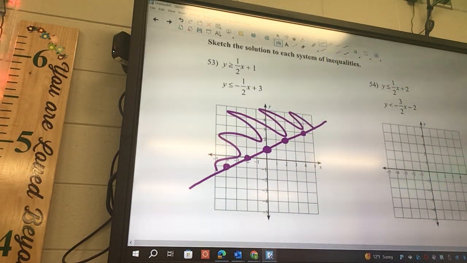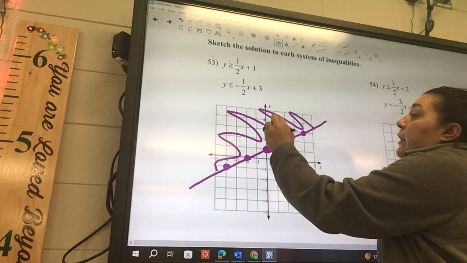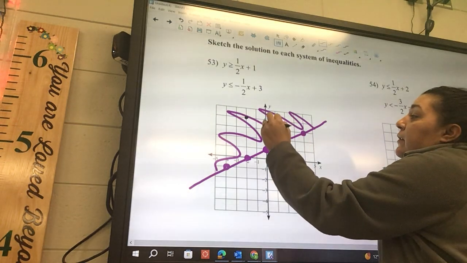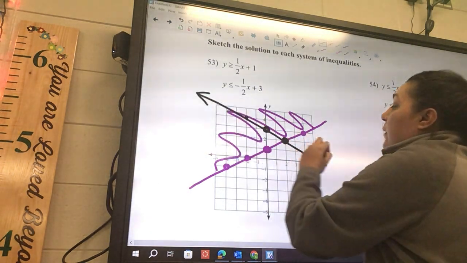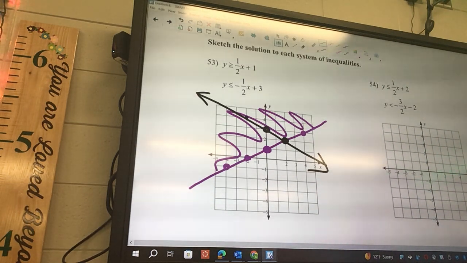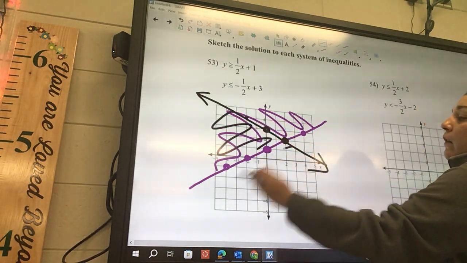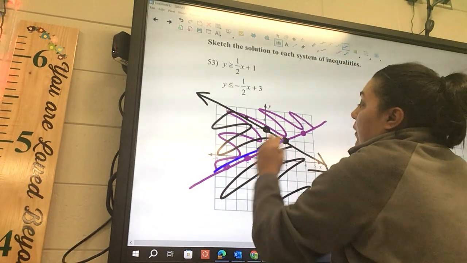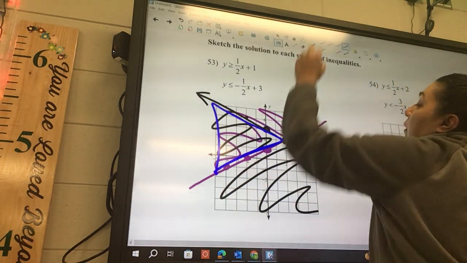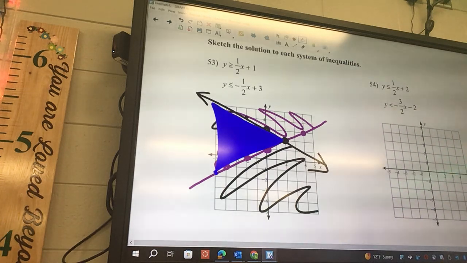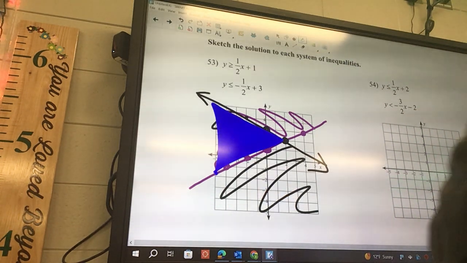Okay, line 2 starts at +3, and it's negative, so up 1 over 2 or down 1 over 2. Okay, that's my intersection point. Okay, am I gonna shade above or below? Below. Okay, and so that blue area, that's gonna be our double shaded area. Okay, the rest of the sheet is for you guys to do. Go through and get your side done.